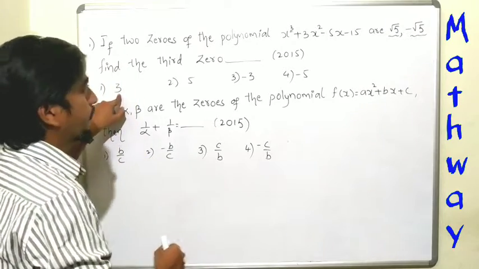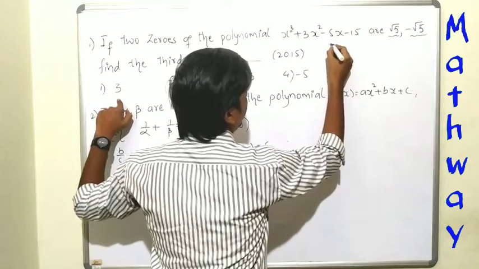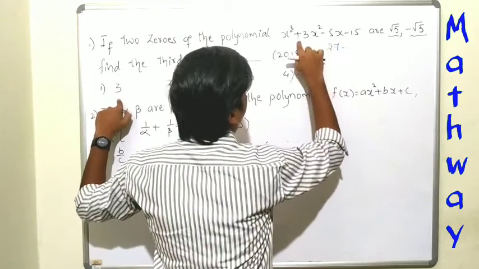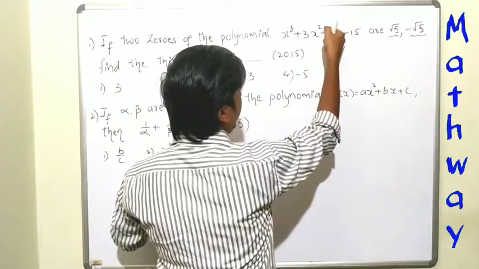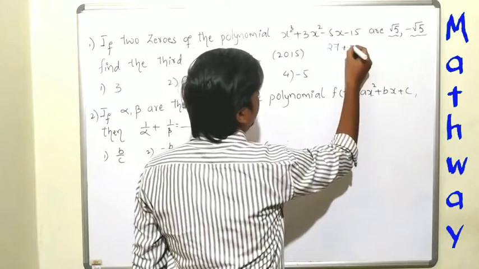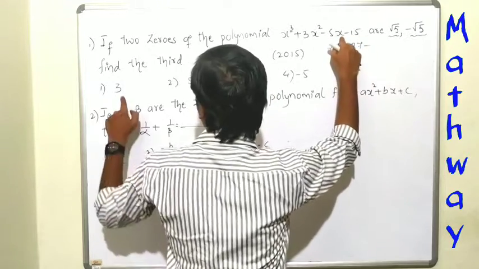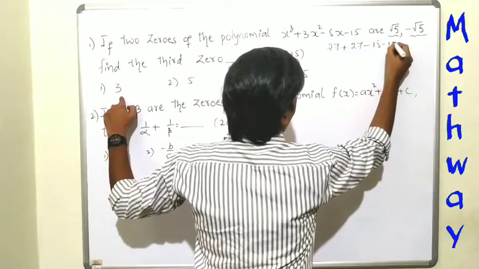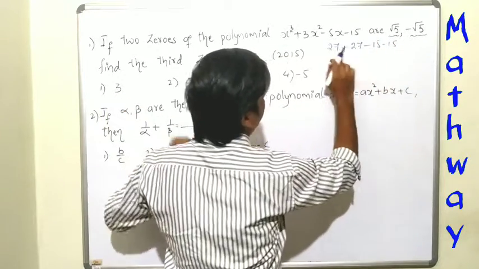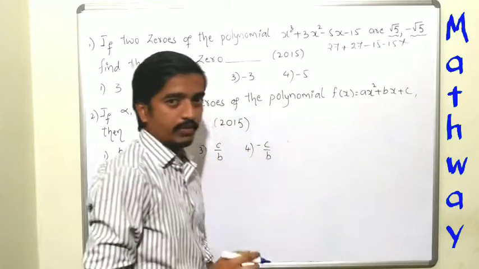First option is 3. So 3 cube. What is 3 cube? 3 cube is 27, plus 3x square. x means 3, so 3 square is 9, 9 threes are 27, minus 5x. 5 into 3, 5 threes are 15. So it is 54 minus 30. We never get 0 from the first option.